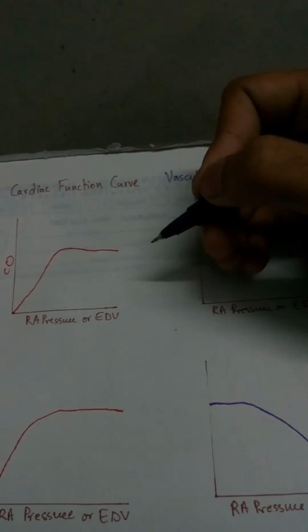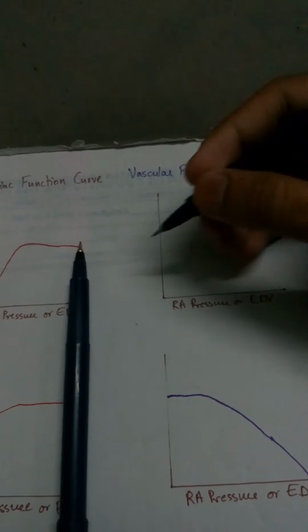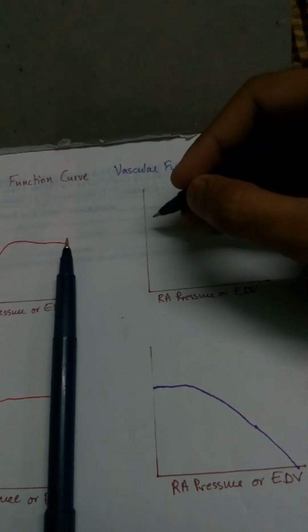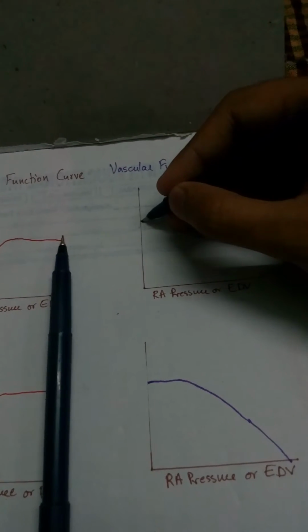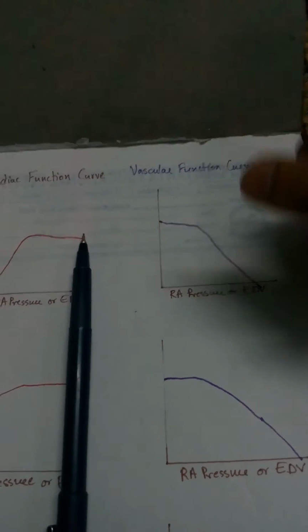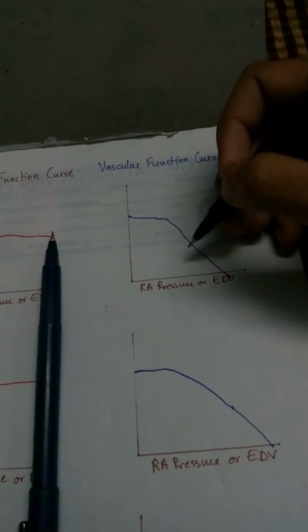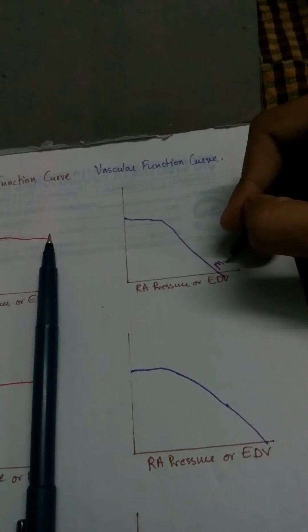Now the relationship between the venous return and the vascular function curve, it is the right atrial pressure and the end diastolic volume, which is like this. The point at which the vascular function curve intercepts with the right atrial pressure axis is the mean systemic pressure.